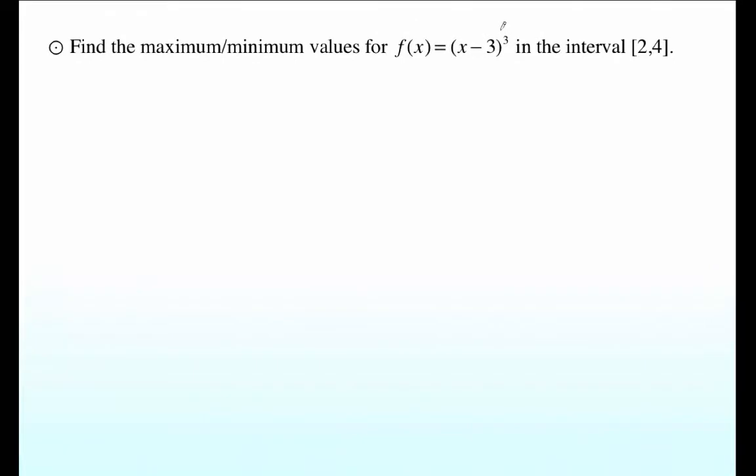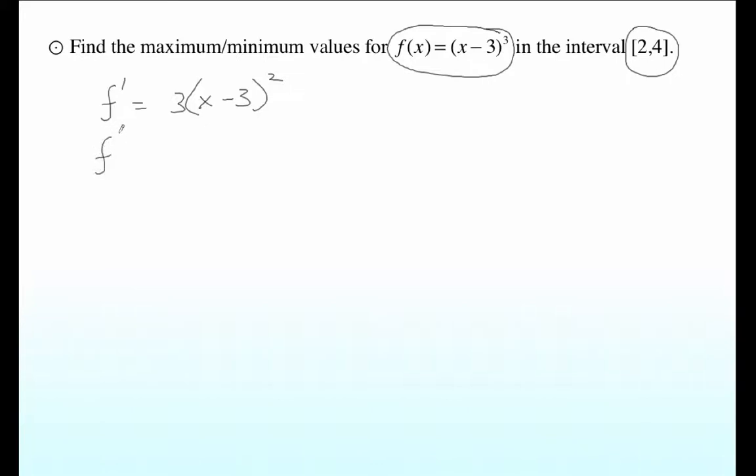Here's a fairly straightforward problem, but one which is going to teach us something new. F of x is x minus 3 cubed, and we want to know its minimum and maximum values in the interval between 2 and 4. The first derivative is obviously 3 into x minus 3 squared. The second derivative is 6 into x minus 3.